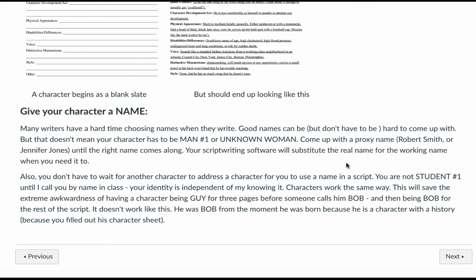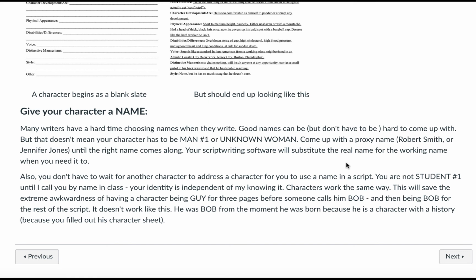Many writers will have a hard time choosing a good name when they write, but don't let that stop you. Good names can be, but don't have to be, hard to come up with. And there are some tools and tips I can give you folks later on. Don't worry about the name right now.